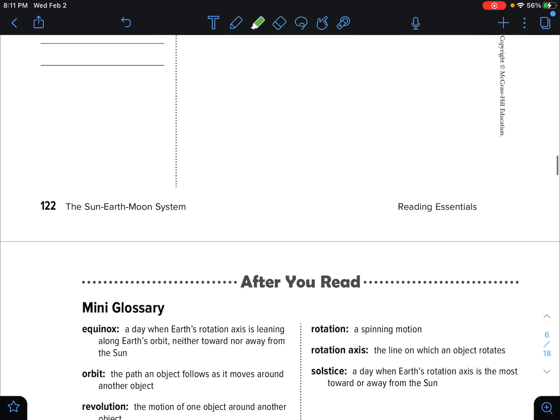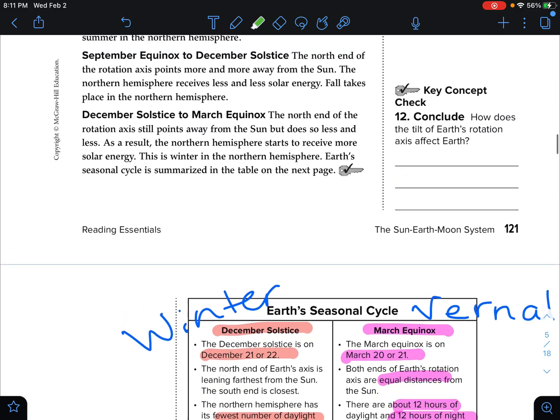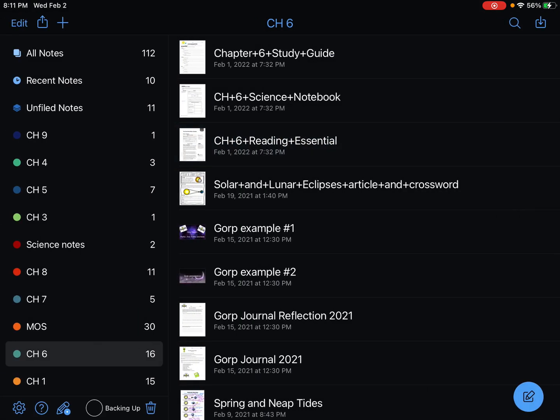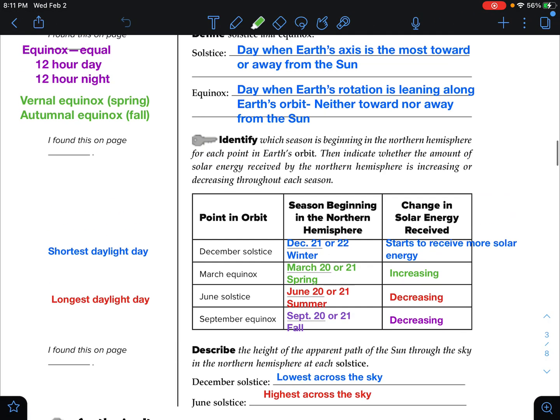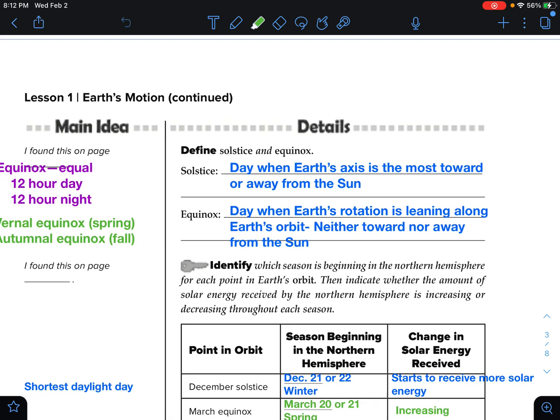All right, so then there are your vocab words for this particular chapter. So let's take a look at your notebook and let's get this filled in. So the first here is having a definition. So solstice and equinox. So it's just right from the book. Day when Earth's axis is the most toward or away from the sun. So that's going to be June solstice when we're most toward, and our December or winter solstice is going to be when we're most away.